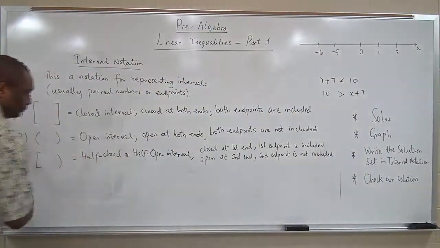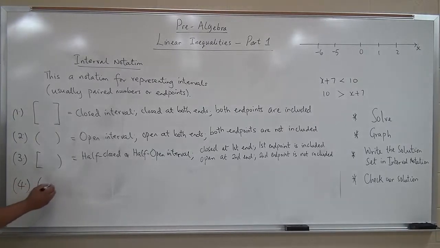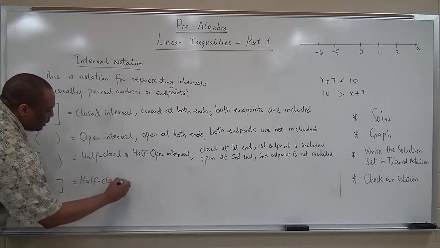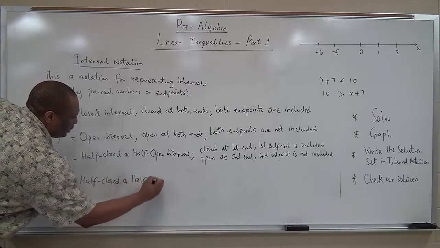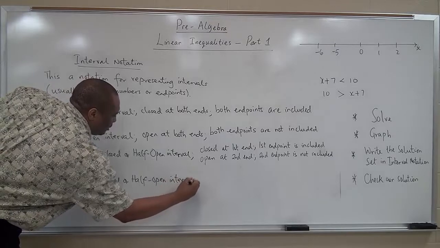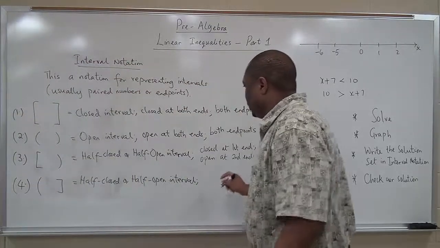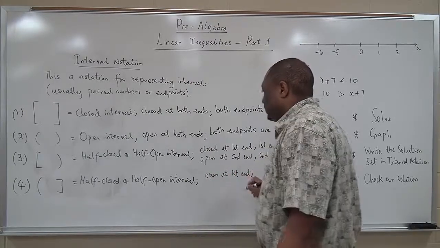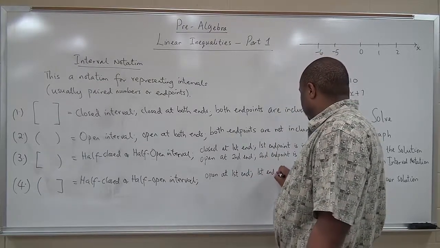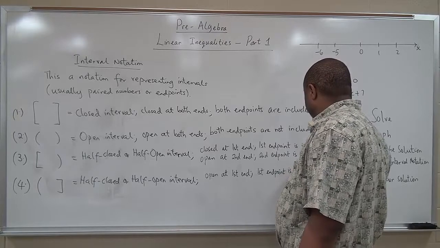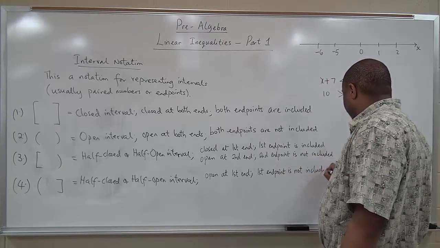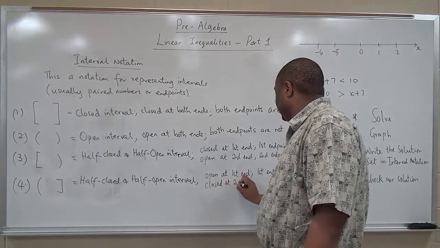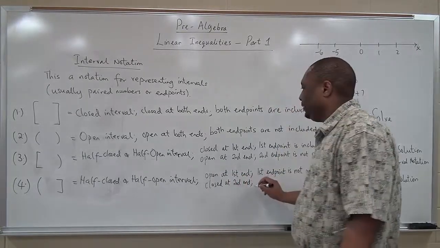Then number four, you have the open at first end, closed at second end. This is also half closed or half open. It's the same thing. This is open at first end. First endpoint is not included. And then closed at second end. Second endpoint is included.